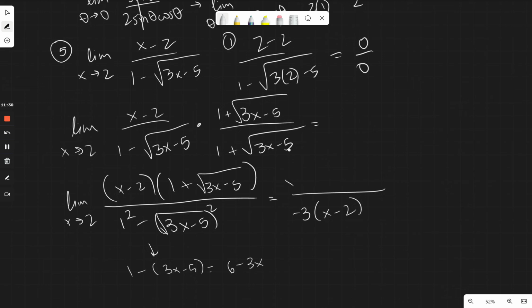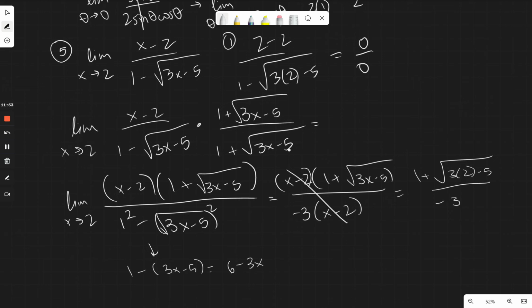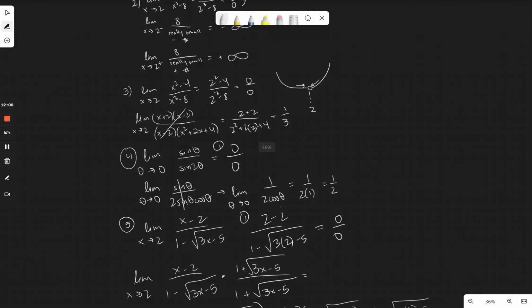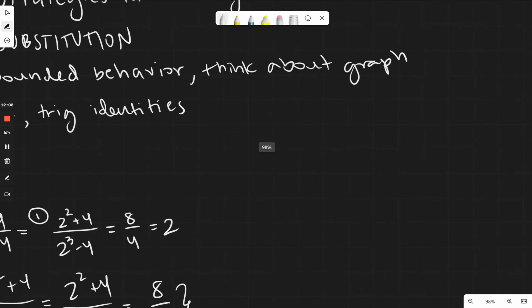And on top of that, wow, we have x minus 2 times 1 plus the square root of 3x minus 5. Cool, this is gone. That's what was creating our problems by giving us the 0 over 0. So now we can just use direct substitution. When we plug this in, we get 1 plus the square root of 3 times 2 minus 5 over negative 3. So that is 1 plus 1 over negative 3, which is negative 2/3. So that's one more strategy. Use conjugates.